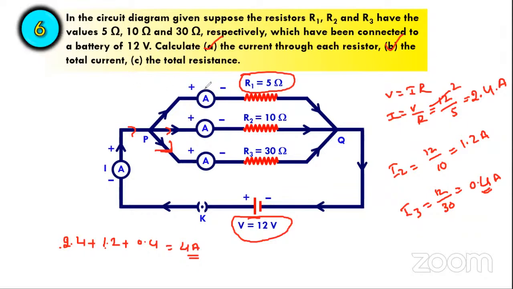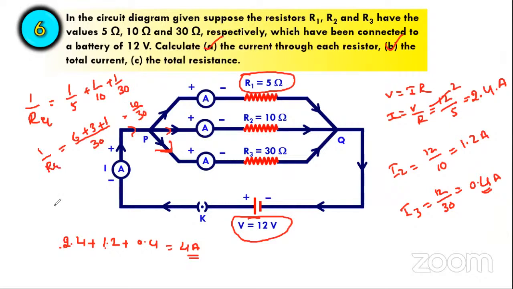Total resistance, the equivalent resistance. 1 by R equivalent is equal to 1 by 5 plus 1 by 10 plus 1 by 30. LCM is 30. 5 sixes are 30, 10 threes are 30, 30 ones are 30. So 6 plus 3 plus 1 is 10 by 30. Reverse it. This is 1 by R equivalent. Then R equivalent is equal to 30 by 10, so it is equal to 3 ohms.